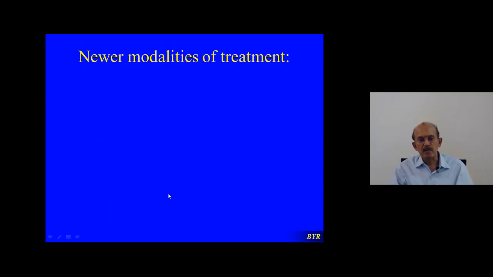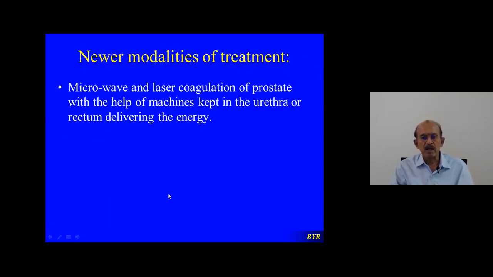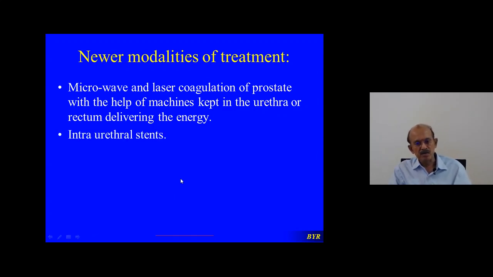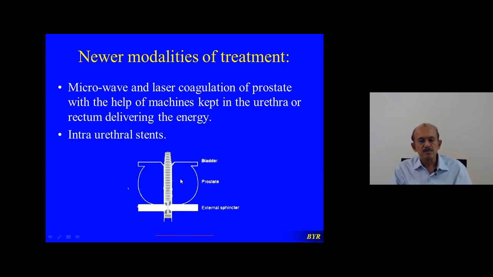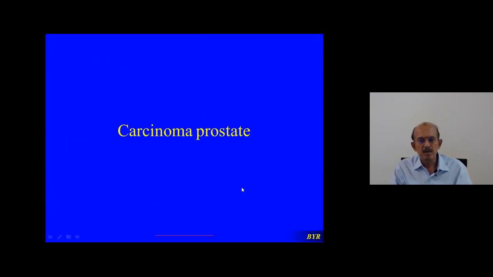The newer models of treatment are microwave and laser coagulation of the prostate with the help of machines kept in the urethra or rectum delivering energy. So with this microwave energy, the enlarged prostatic lobes become necrosed. Then placement of the intraurethral stents. So this is the prostatic hypertrophy. We will close this session and tomorrow we will continue.